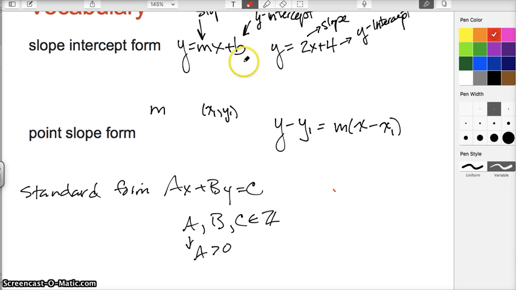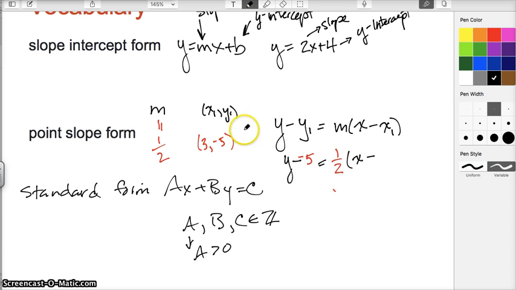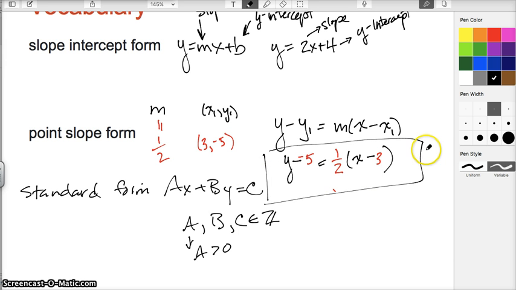If I said, for instance, the slope of a line is 1/2 and the point that it passes through is (3, -5), then you would simply shove this information into this form and you'd have the equation of the line. So you'd have y minus the y term. In this case, the y term is -5. So y minus -5 is equal to m, which is the slope, 1/2, times the quantity x minus the x term, which is going to be 3. So I have x minus 3. And this is an equation of the line. So this is another form.